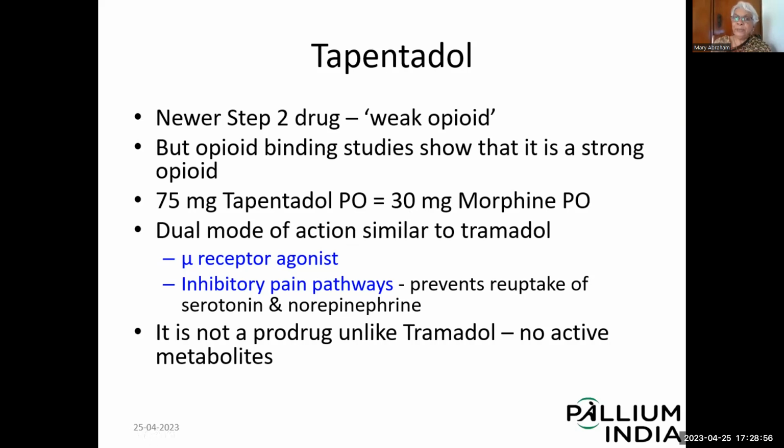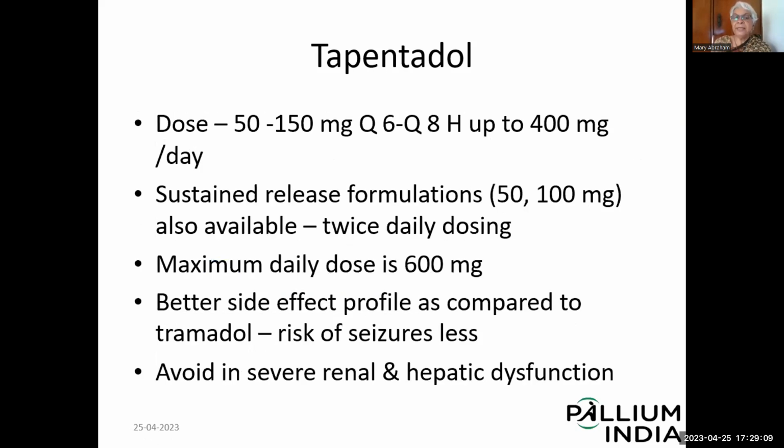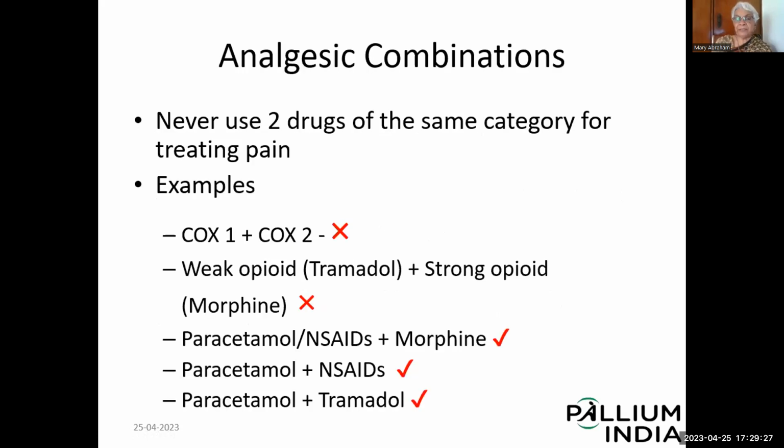It again has a dual method of action, just like tramadol. It's a mu receptor agonist, and it also acts on the inhibitory pain pathway. It can also be used for neuropathic pain. It is not a prodrug, so there are no active metabolites. The dose is 50 to 100, same dose as tramadol. Again, everything is the same. The maximum daily dose is 600 mg, but the side effect profile is less as compared to tramadol, and the risk of seizures is also less. Avoided in severe renal and hepatic impairment.